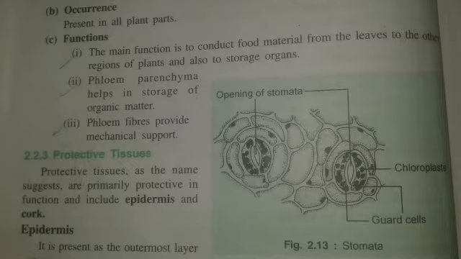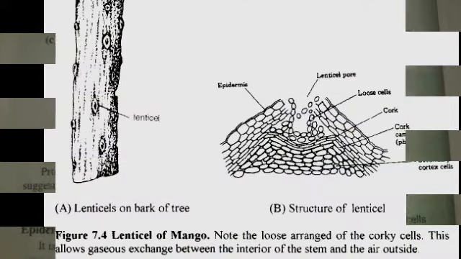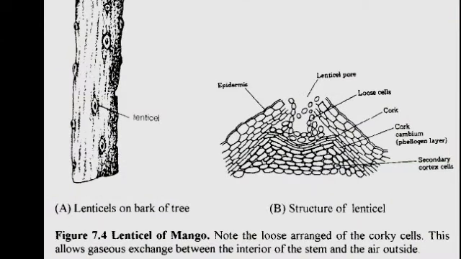Protective tissues, as the name suggests, do the primary protection work. The topic includes the epidermis and cork. These two parts are present on the plant body to protect it from the outer environment. So let's discuss the epidermis. Epidermis is the outermost protective layer of the plant organ.